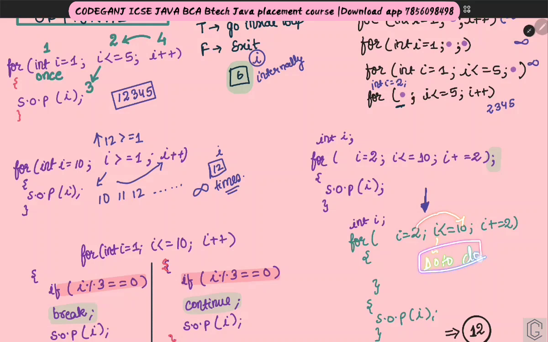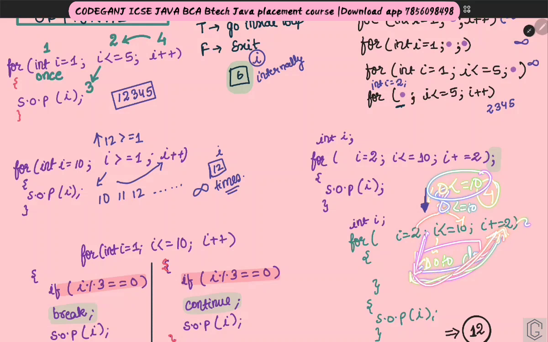right? So it will come here, it will do i += 2, which means this time the value of i will be incremented by 2, so it will become 4. 4 is less than or equal to 10, condition is true, it will come inside, still nothing to do, it will come here. 6, condition is true, nothing to do. 8, condition is true, nothing to do. 10 is not less than, but it is equal to 10, so condition is true, comes inside, nothing to do.